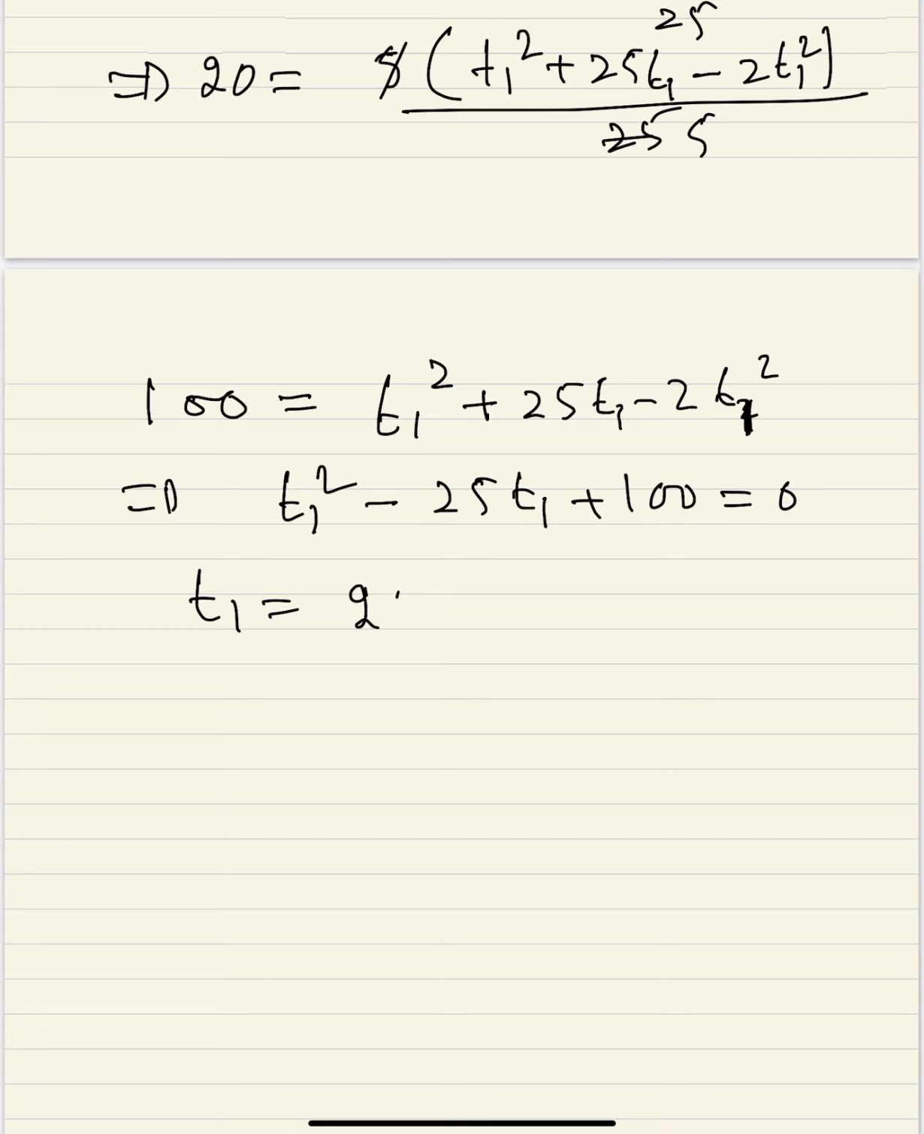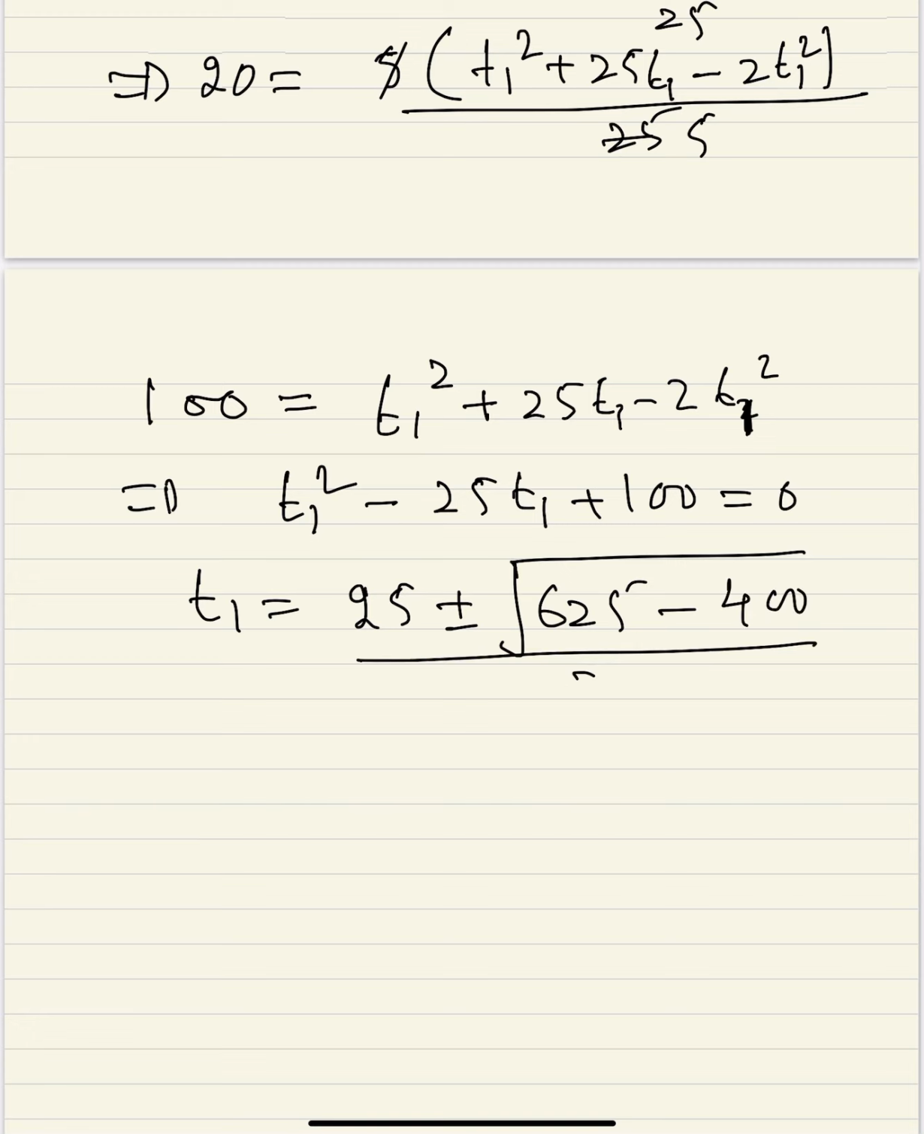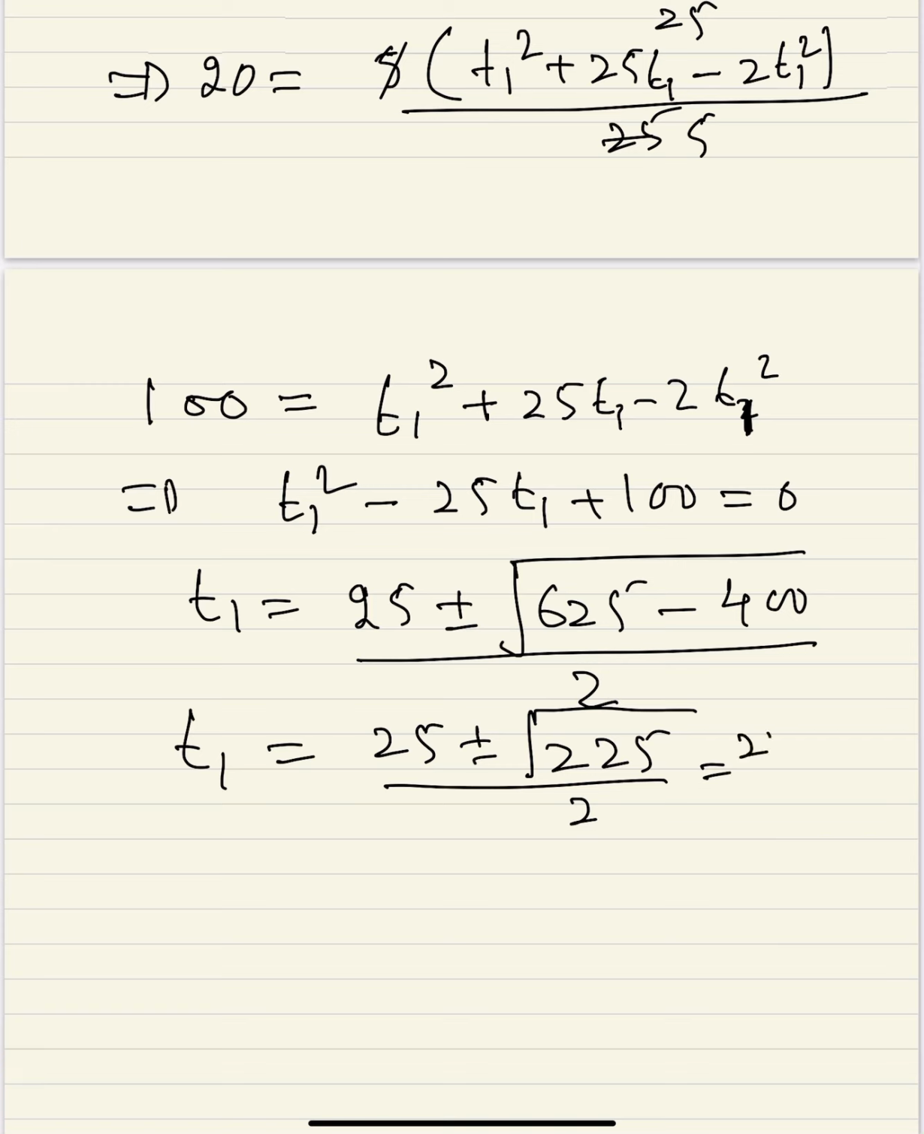That is 25 plus minus root of 25 into 25 minus 4ac, that's 400, by 2. So we'll get two values of T1, but we have to pick up one value. 25 plus minus root of 225 by 2. It is 25 plus minus 15 by 2. So T1 will be 25 plus 15, that is 40 by 2, that's 20. 25 minus 15, that is 10 by 2, that is 5.